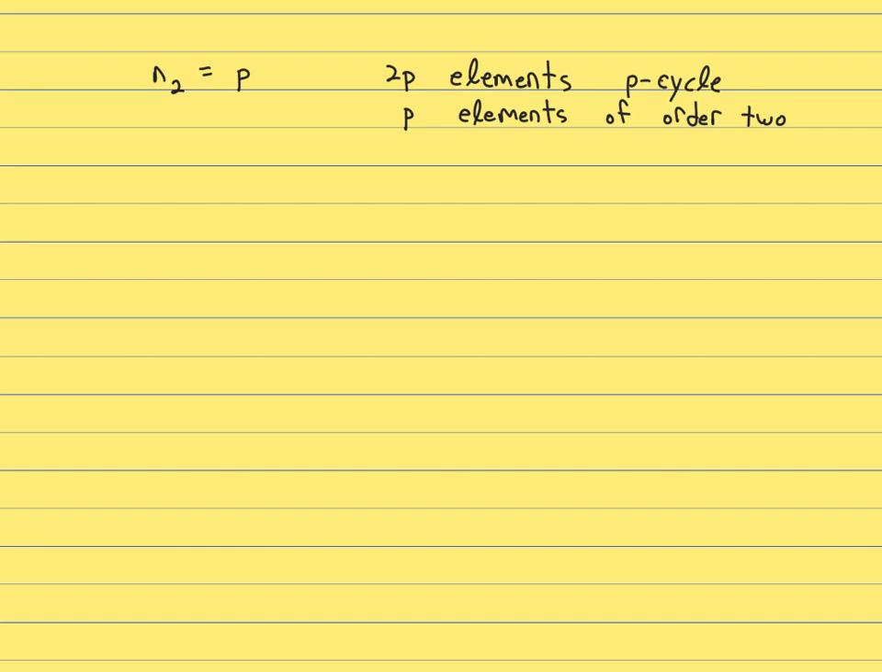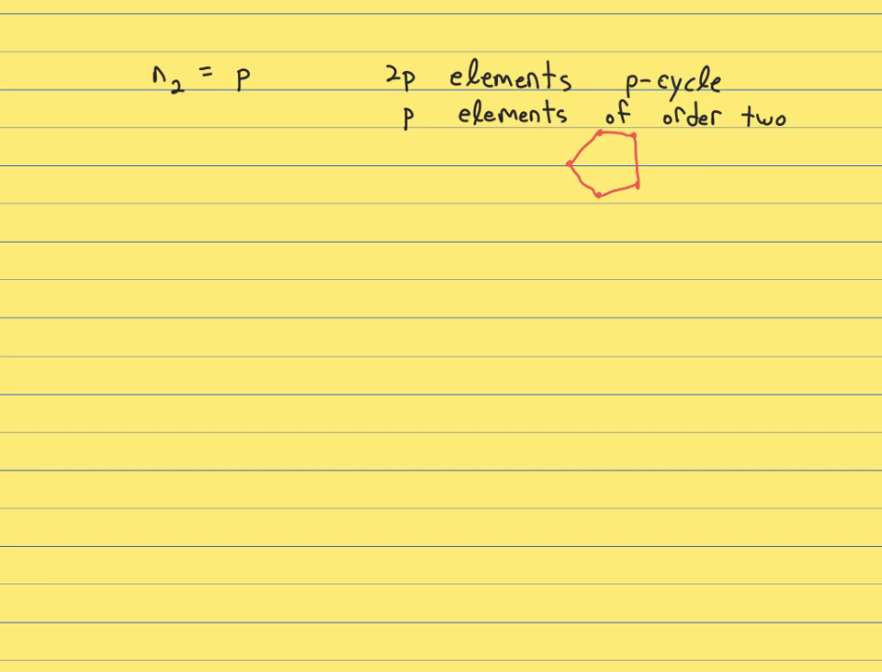What classical group are we used to studying that has a p cycle and a bunch of elements of order 2? So half the elements are order 2, and the other half are grouped together on a cycle. Well, that ought to remind us of the dihedral group. So this looks like the same structure as the dihedral group. Let's try to prove it is the dihedral group.